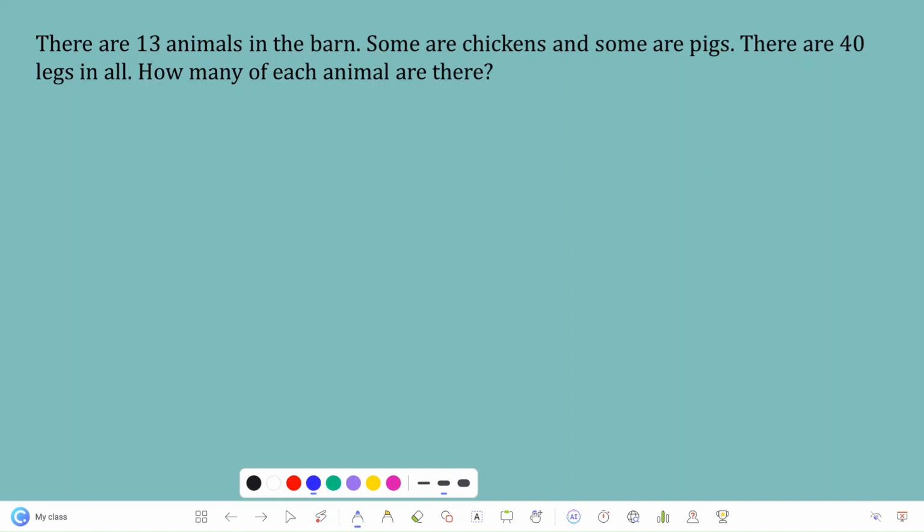Una, dapat mong i-highlight ang mga important na data or information na nasa problem. Meron ka raw dito, we have 13 animals in the barn. So, meron kang total na 13 animals. Sabi niya, some are chicken and some are pigs. And there are 40 legs in all, 40 legs. Okay? How many of each animal are there?